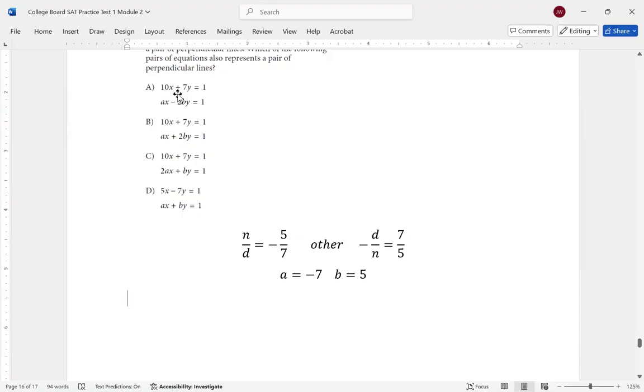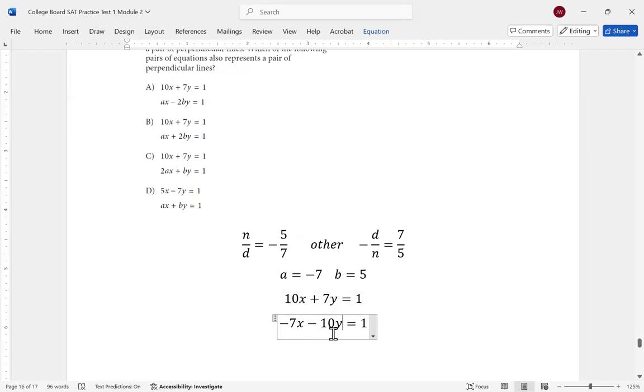So let's take a look at problem number A. If we plug in A of -7, B of 5, then my two equations become 10x plus 7y equals 1, and the other one becomes -7x minus 2 times b, which would be 10y, equals 1.